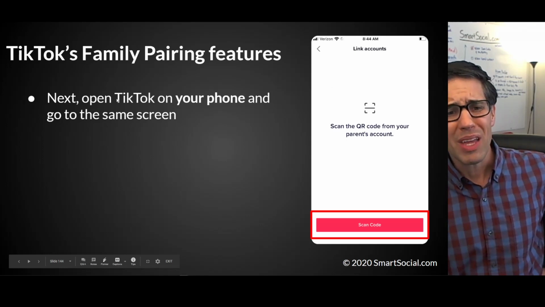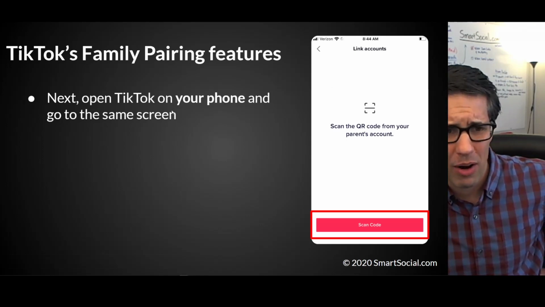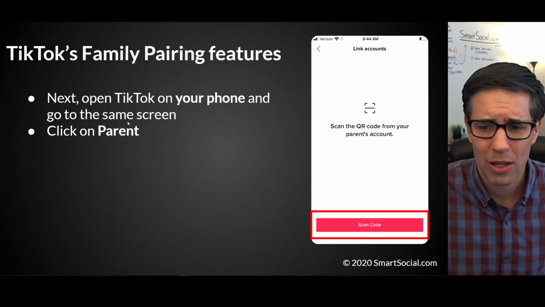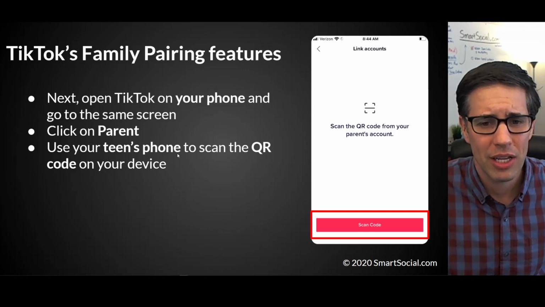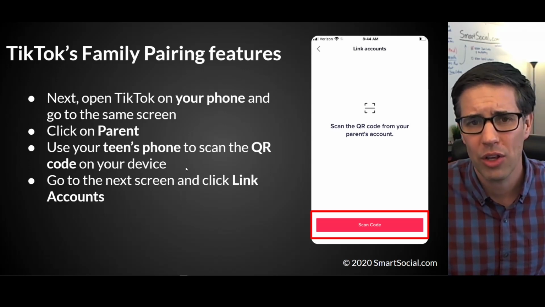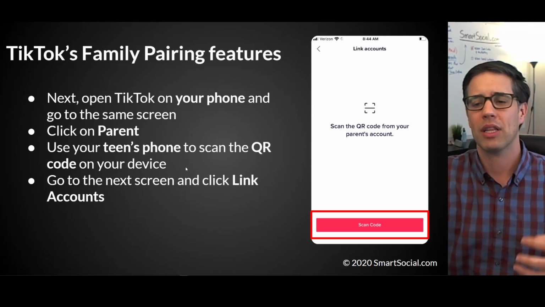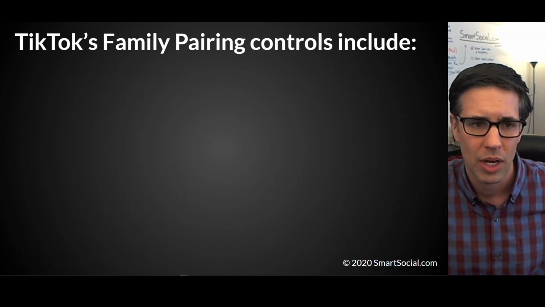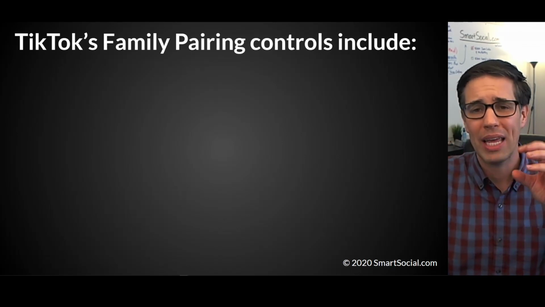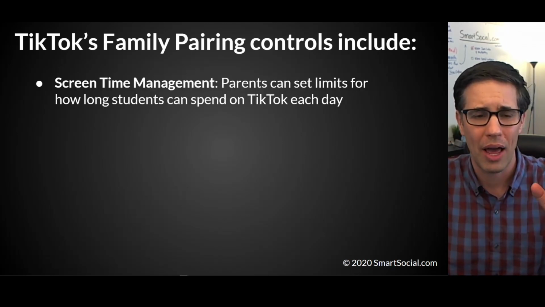Now, next, open up TikTok on your phone, the parent phone. Go to the same screen. Click on the parent one and use your teen's phone to scan the QR code on your device. And this is how it connects them. It puts one phone on top of the other, and it physically says one's the parent, one's the student, and so on. If you want to learn that in detail, we've got a whole guide on it at the end.